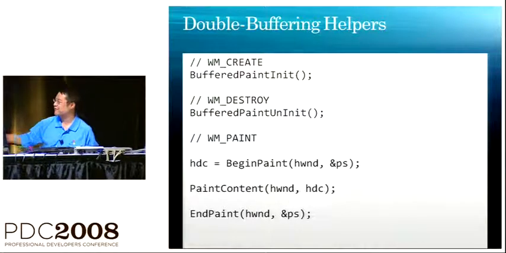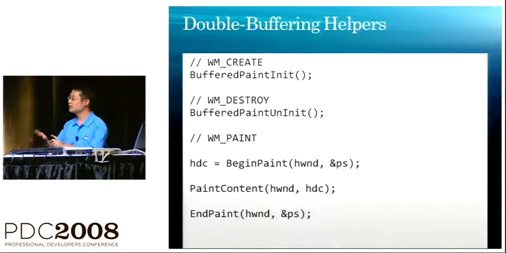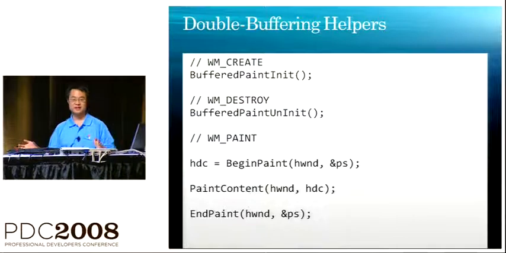So let's look at the bottom half of the screen first. In your normal WM_PAINT cycle, you call BeginPaint, which gives you a DC. You render into the DC. You call EndPaint. Boom, you're all done.